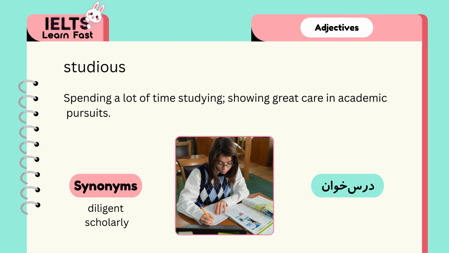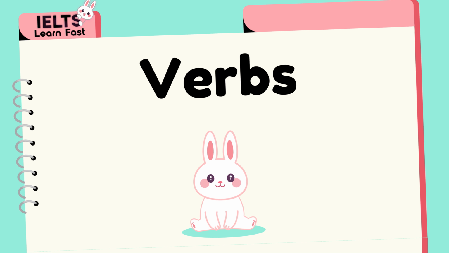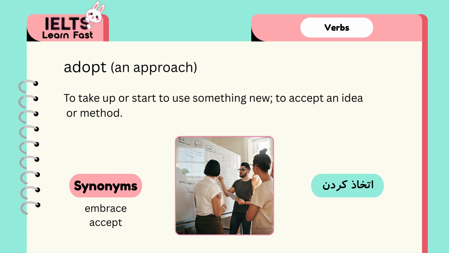Studious: spending a lot of time studying, showing great care in academic pursuits. Synonyms: diligent, scholarly. Work-related: connected with one's job or profession. Synonyms: job-related, occupational. Verbs. Adopt: to take up or start to use something new, to accept an idea or method. Synonyms: embrace, accept.